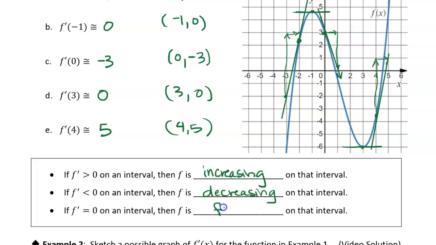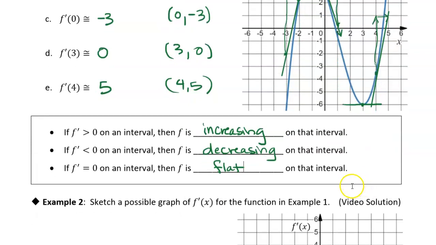If f prime is 0 on the interval, then f is neither increasing nor decreasing. So maybe I could just say it's flat at that point. It has a slope of 0, so the tangent line is flat. It's not increasing or decreasing, so I could say neither increasing nor decreasing at that point. All right, so there are things that we can interpret from the sign of the derivative.